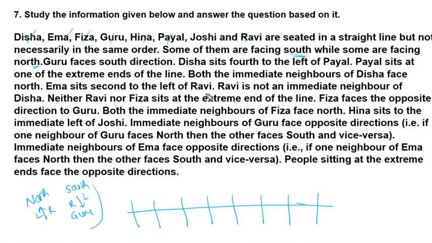Emma sits second left of Ravi. Okay, Ravi is not a neighbor of Disha. Fine. Neither Ravi nor Fiza sits at the extreme end of the line.